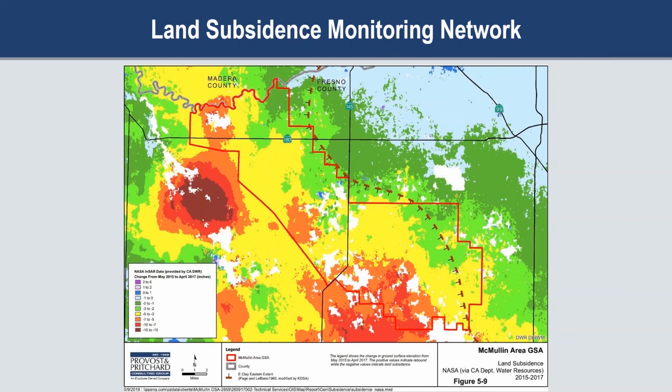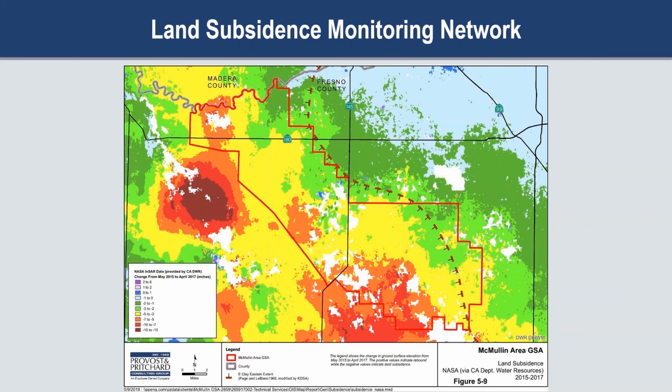So the light green color is about 2 to 3 inches of subsidence from 2015 to 2017. And the orange-red color is anywhere from 5 to 10 inches of subsidence over those 2 years. Now this is at the tail end of the drought, so we haven't seen too much rebound yet.